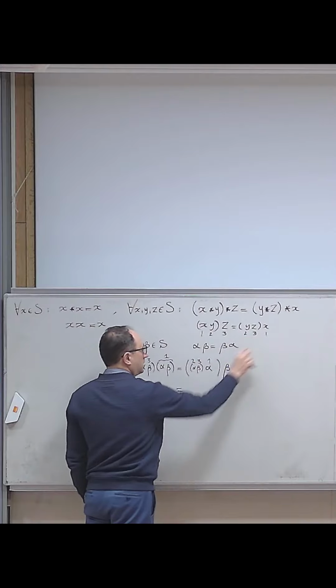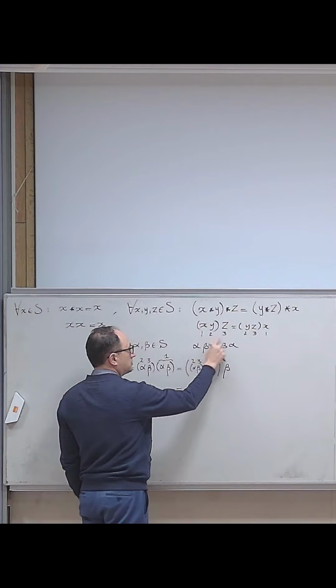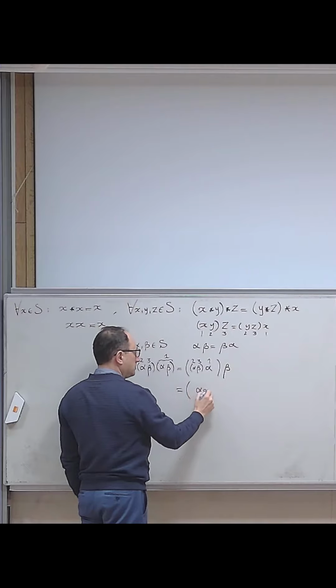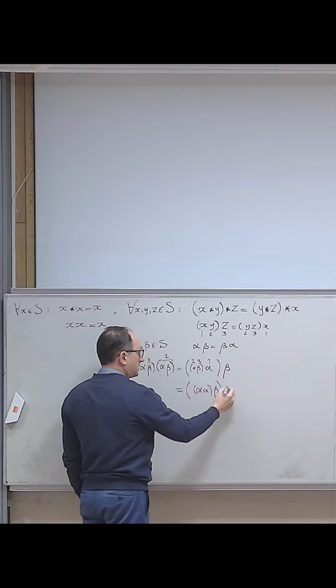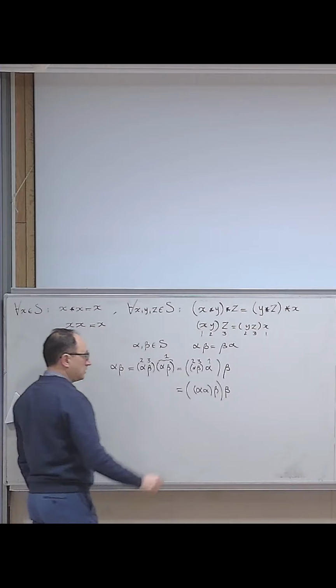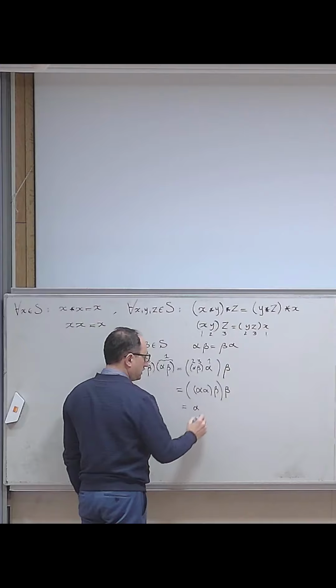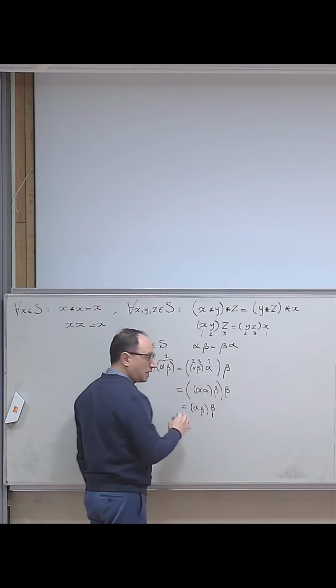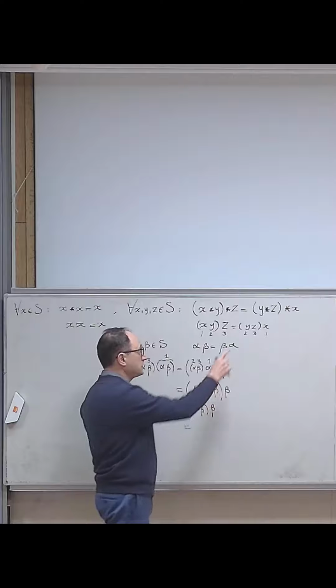So 2, 3, 1 can be written as 1, 2, 3. So I would write it as (1, 2) and 3, and outside that I have beta. But alpha alpha, because of the same condition, becomes alpha. So this becomes alpha beta, this is alpha, this is beta, and then I have beta. So be careful, I am not using associativity, I am using this rule.